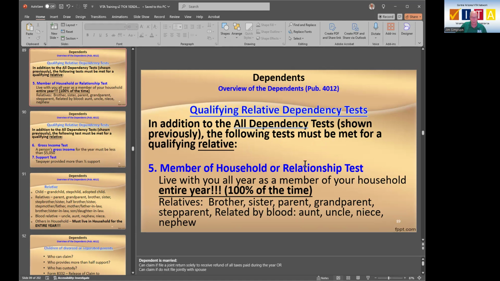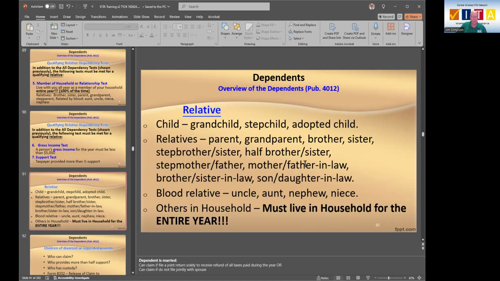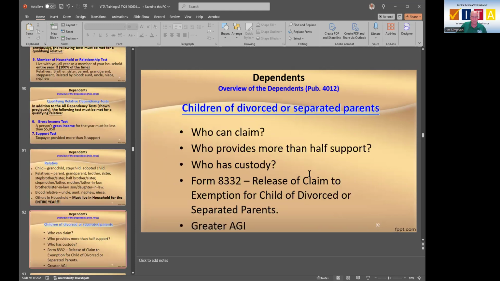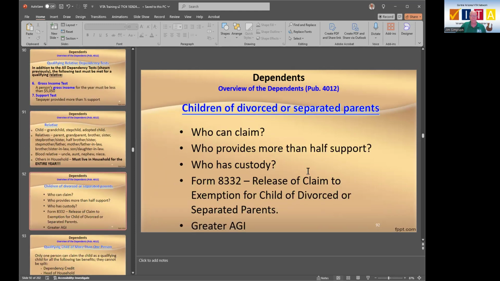What's the relationship test? Now I'm going to skip down 2 slides. Here are all the relatives that could qualify. And it's pretty broad, right? I mean, it's a pretty expansive list of relatives. But if they're not your relative, they had to live in the house for the entire year. Okay, I think I've gotten that point.